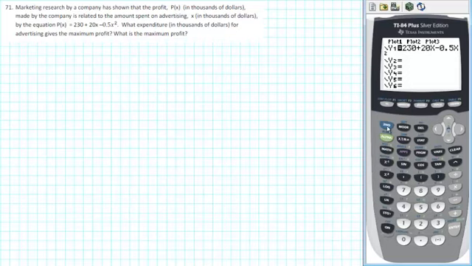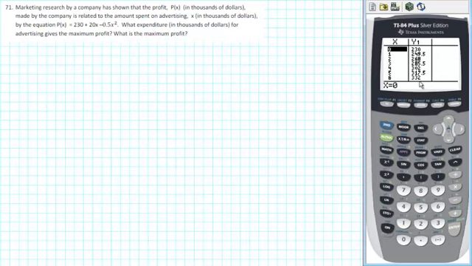Next, we'll create a table of values. So first of all, go to Table Set, second window. We'll start with 0 thousands of dollars on advertising, and then we'll increment by $1,000 at a time. Then go to Table, which is second graph, and in the Y1 column we can see that the profit is increasing.